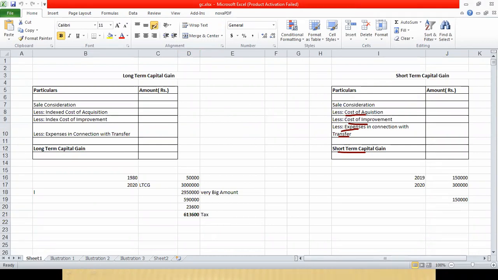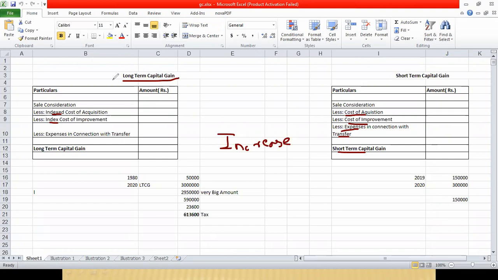Now we will understand the long-term capital gain calculation. The method is the same, with only one difference: instead of cost, we will calculate indexed cost. So what is indexed cost? Indexed cost means increased cost. This benefit is available only for long-term capital gain.